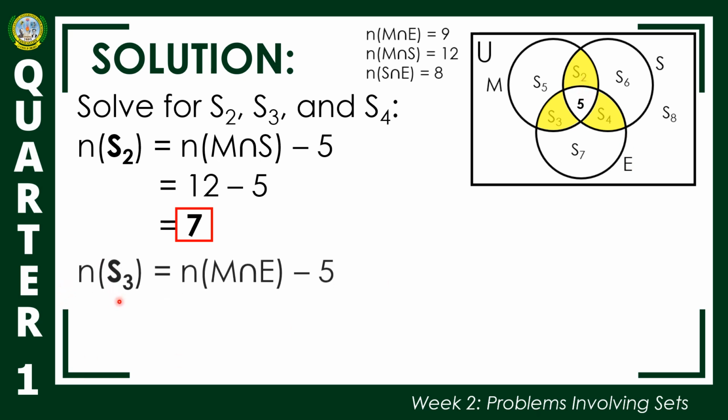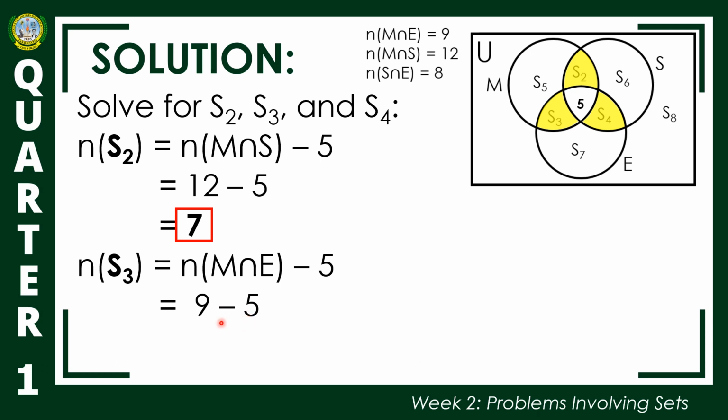Next po ay S sub 3. So, ganun din po, ibabawas po natin yung 5 dun sa number of elements in the intersection of M and E. According to the problem, meron pong 9 elements sa intersection ng M and E. So, dun sa 9 elements na yon, we are going to subtract 5. And that is equal to 4. So, mayroon po tayong 4 elements sa S sub 3.